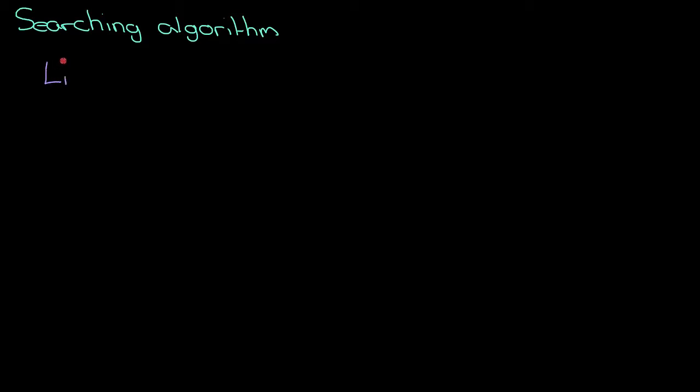First one is called linear search. This is a very straightforward algorithm. It's the kind of search that you might do if I gave you a pack of cards in a random order and I said look for the 6 of diamonds or something like that.